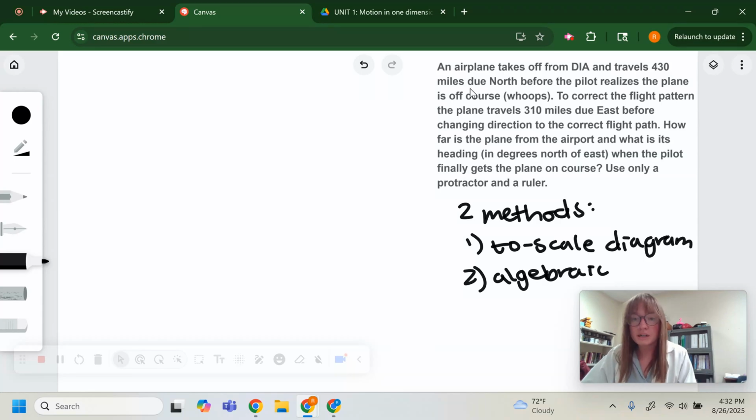So I'm going to start by drawing my axes, and I'm going to figure out where I really want them to go. I have an airplane that takes off from DIA, and it travels 430 miles north, and then it travels 310 miles east. Looking at my little axes here, this is north, south, east, west. If this little guy starts going north and then ends up going east like this, then I'm going to be spending most of my time in this first quadrant. So I'm going to draw it so that my first quadrant takes up most of my paper.